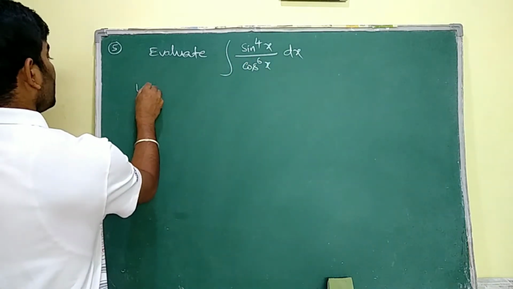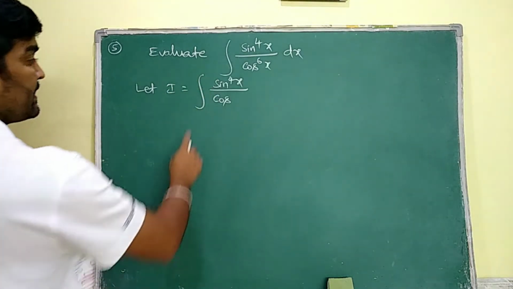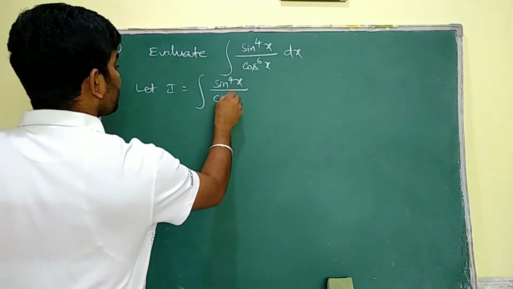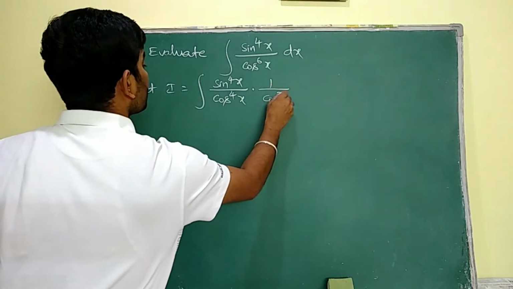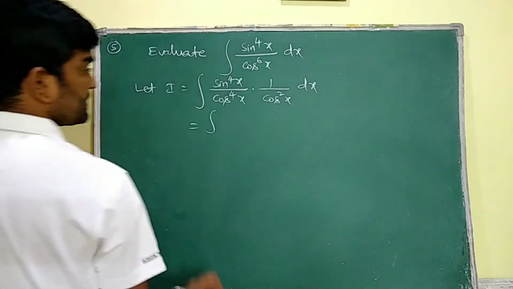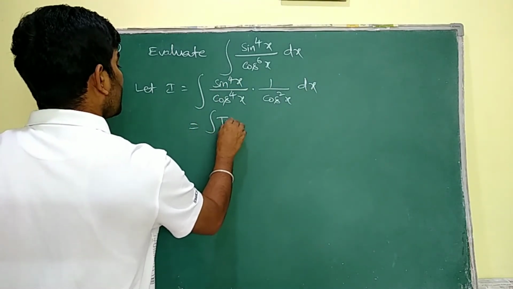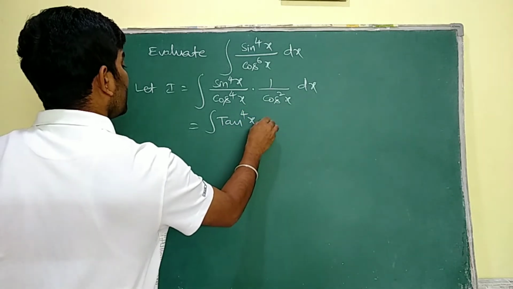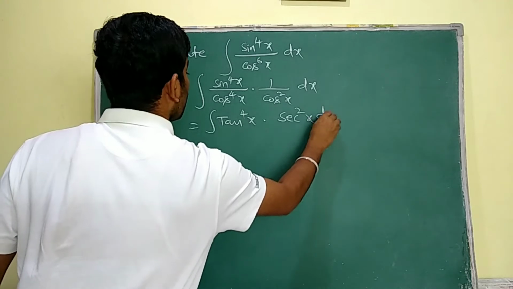See, evaluate integral sin power of 4x by cos power of 6x dx. So firstly you have to let I is equal to integral. This can be expressed as integral sin power of 4x by cos power of 4x into 1 by cos square x dx. This can be expressed as sin power of 4x by cos power of 4x means tan power of 4x, into 1 by cos square, meaning secant square x dx.